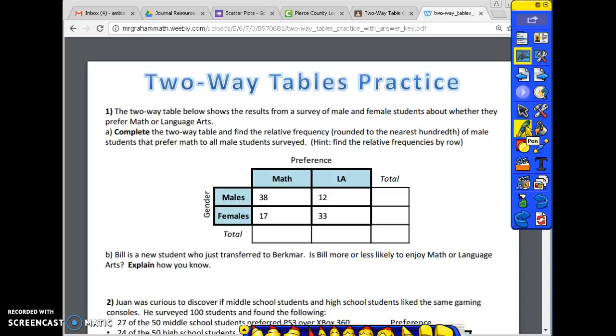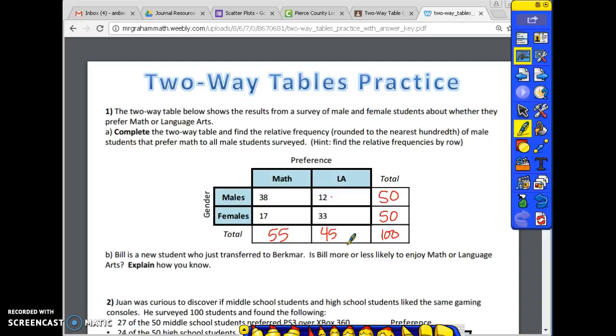Alright, so for our males, we have 38 that like math, 12 that like language arts, so that's a total of 50. 17 females like math, 33 like language arts, that's a total of 50. We surveyed 100 altogether. For people who like math, that's 38 males and 17 females. When you add those together, you get 55. For language arts, that's 12 males, 33 females. You add those together to get 45. So that is the totals completing the two-way table.